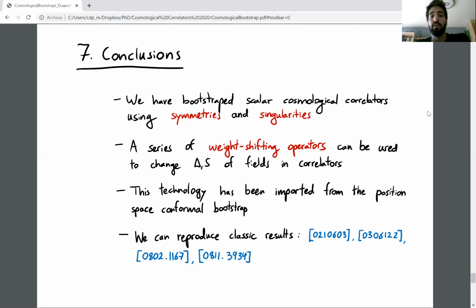This technology has been imported to momentum space from the position space of conformal bootstrap, so it's a nice interplay between these two fields. And I haven't made it explicit, but by using this formula that I have derived, we can reproduce classic results, for example, by Maldacena, by Creminelli. One can also reproduce the trispectrum given by the exchange of a graviton and so on.